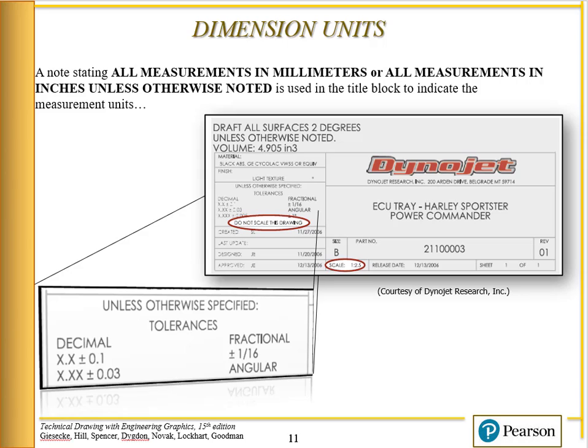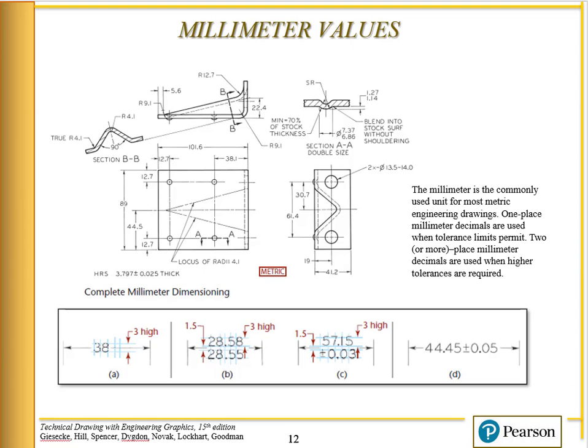That's something that you would need on your title block so everybody knows what units those dimensions are. If you're using millimeter values, okay, they kind of look like this. Here's a radius R 4.1, 1.27. The millimeter is commonly used for most metric engineering drawings. 1 place millimeters are used when tolerance permits. 2 place or more place millimeter decimals may be used when higher tolerances are required.